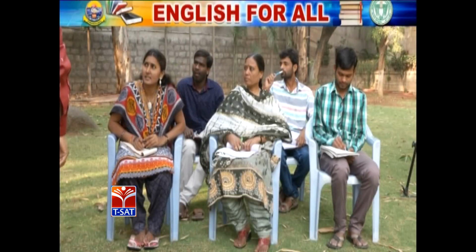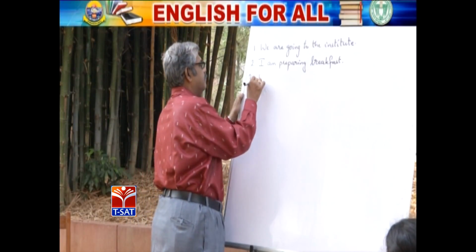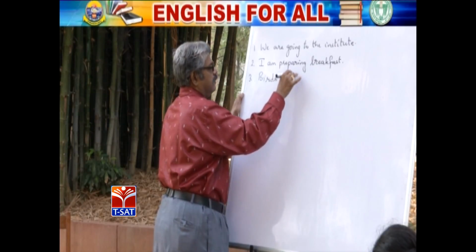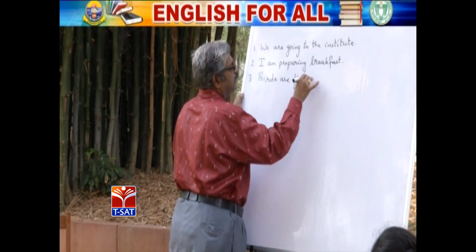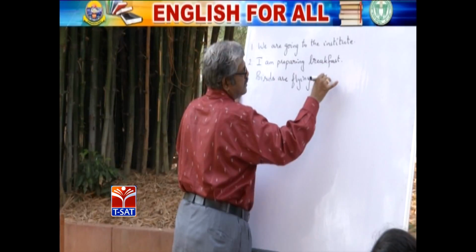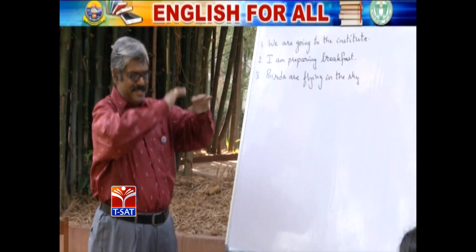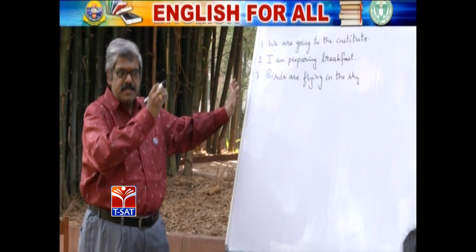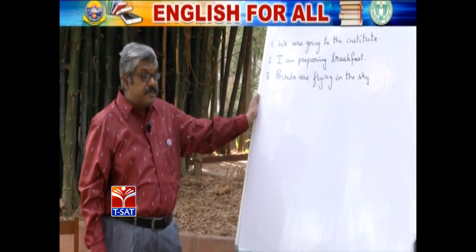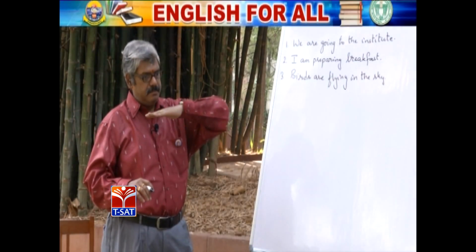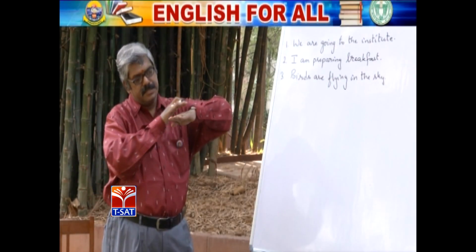Birds are flying under the sky. In the sky. Birds are flying in the sky. Why do we say in the sky? It is a space. So in that space the birds are flying. If you say on the sky, then the sky should be some material and they can fly on that.